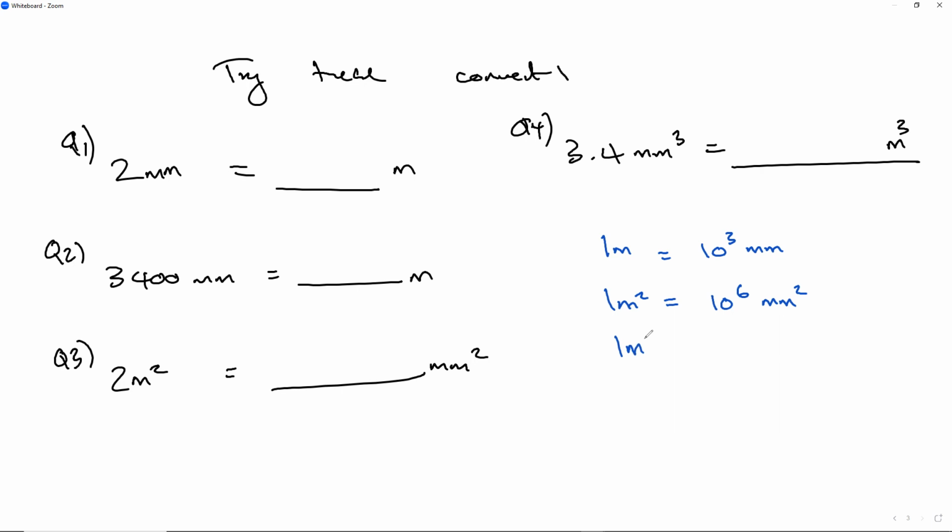And we cube both sides. It becomes 10 to the power of 9 millimeters cubed. And likewise, if you square both sides, 2 times 3 is 6, using laws of exponents. And if you cube both sides, 3 times 3 will give you 9.